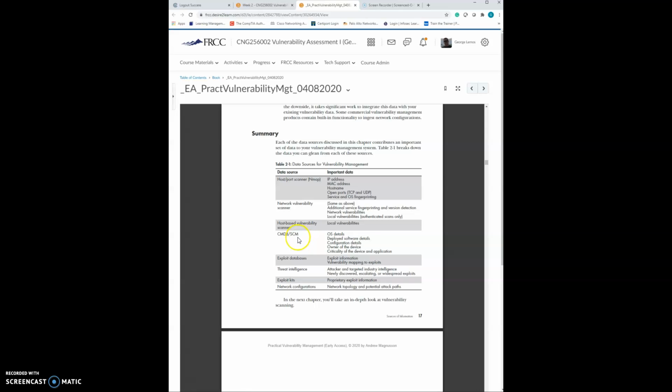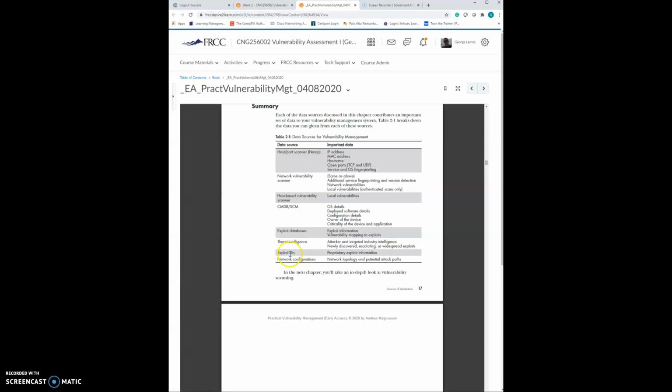HP Network Vulnerability Scanner, CMD DB database, exploit databases. There are many exploit databases out there. Threat intelligence: there are even a few websites out there that devote themselves to telling you the threats currently out there. Exploit kits and network configurations.